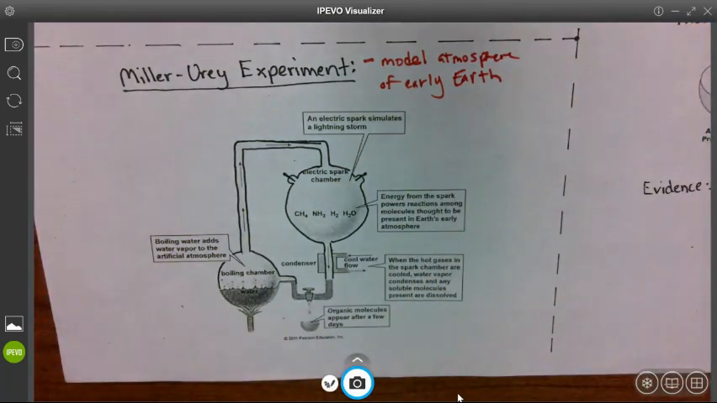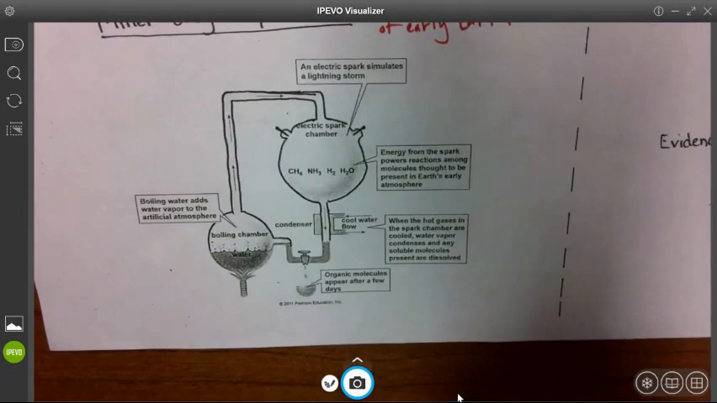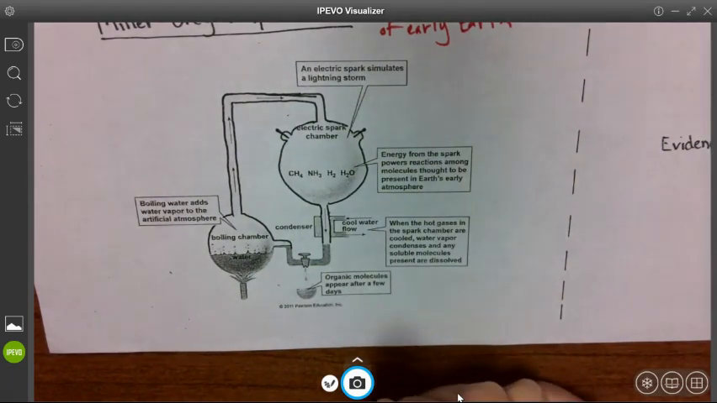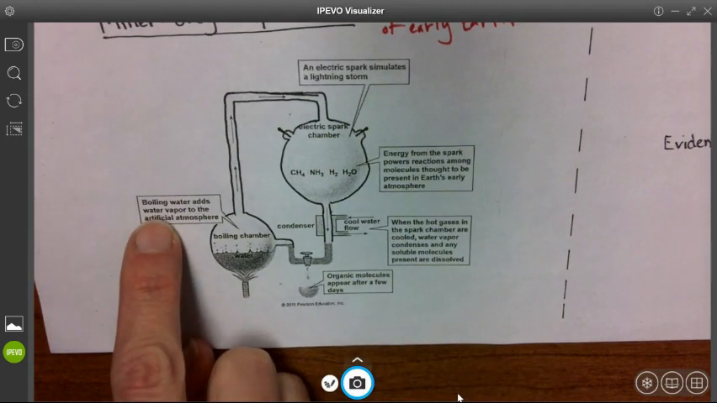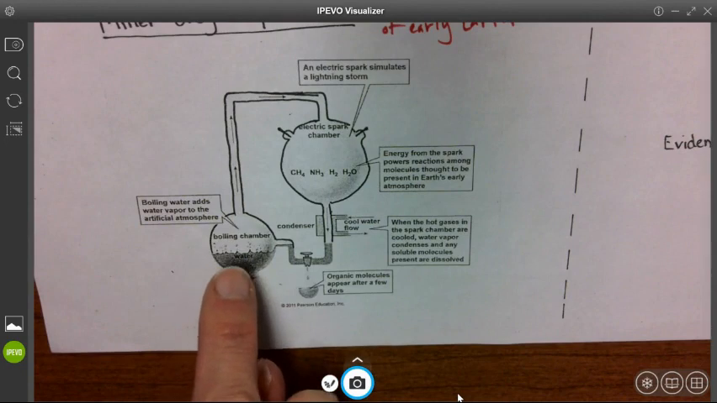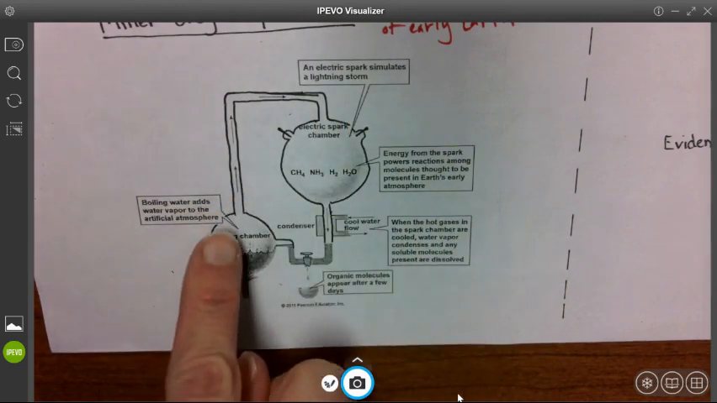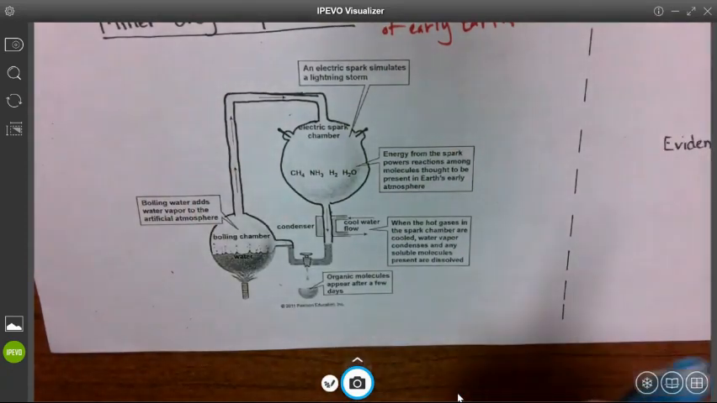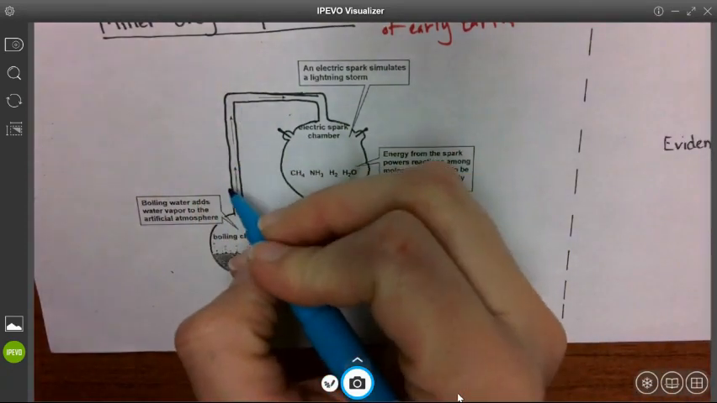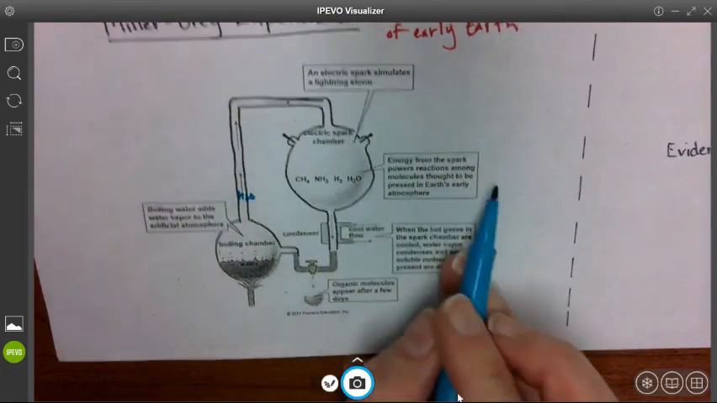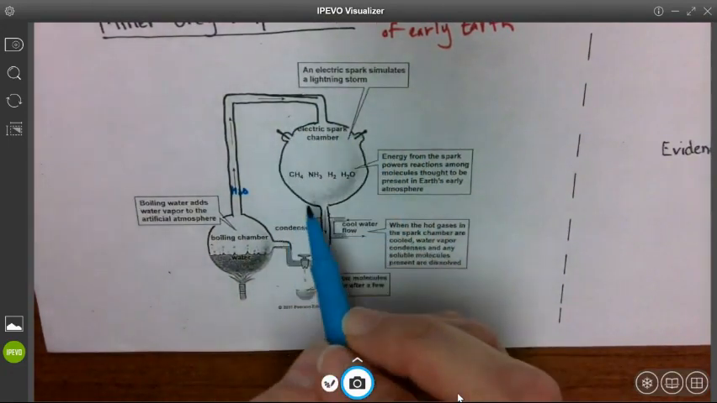They looked at the conditions of early Earth, primarily based on evidence from layers of rock. When they looked at this, they knew that early Earth was warm and had water vapor, so had water in the atmosphere. So they connected all these chambers. The first chamber had boiling hot water to create water vapor, and this water vapor traveled up this tube. This was the atmosphere in early Earth.